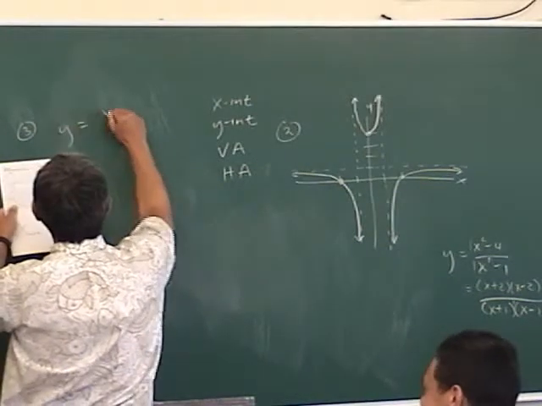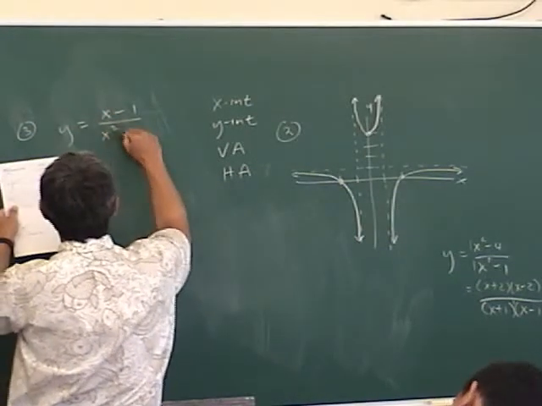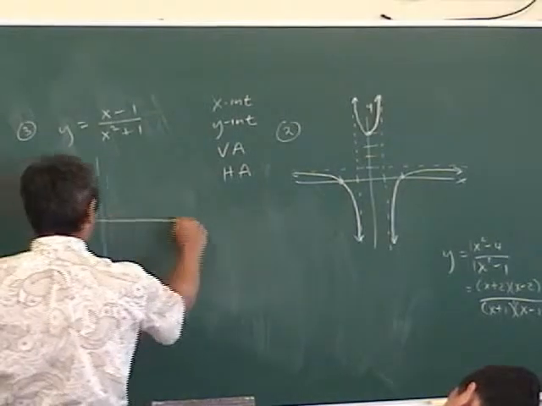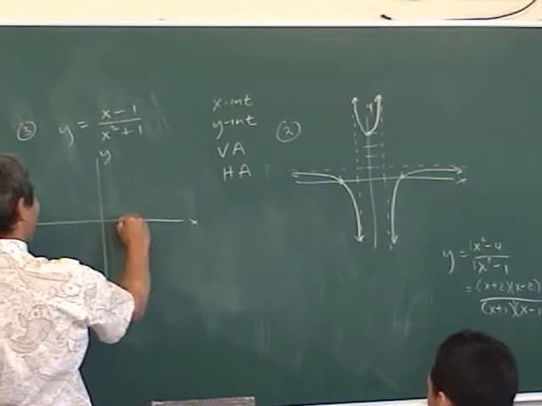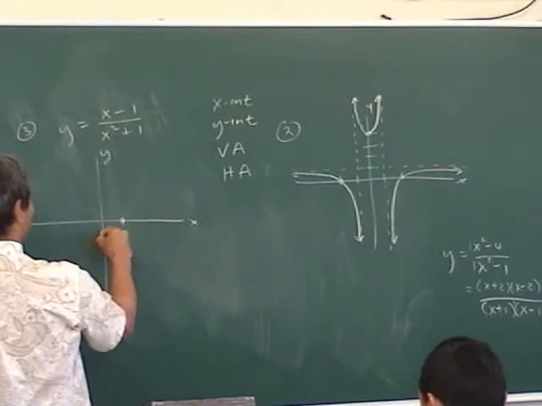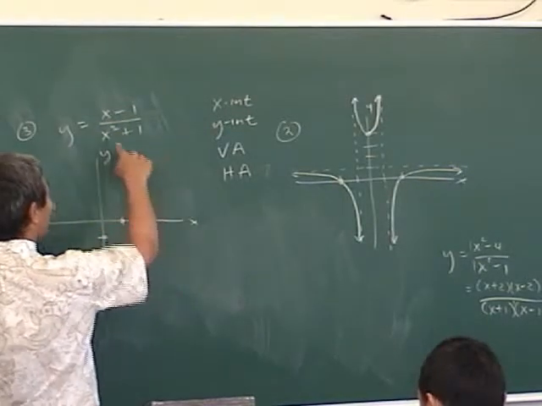y equals x minus 1 over x squared plus 1. Okay, go through the four things. X-intercept, look at the top. Y-intercept, plug in 0 for x. Negative 1. Vertical asymptote, what makes the denominator 0?